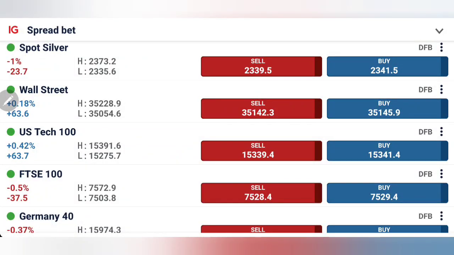NASDAQ 100 and US30 are trading almost in range with a slight bullish bias. US100 has gone close to 15,400, 15,390 levels. It has failed to stay and reversed from there. At the same time, US30 also breached past 35,200, failing to stay, and reversed.